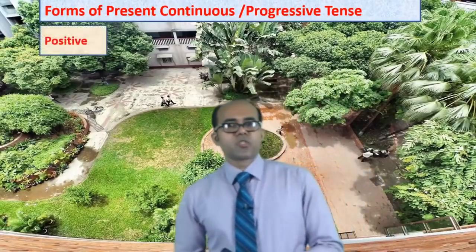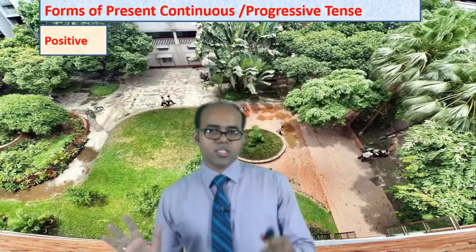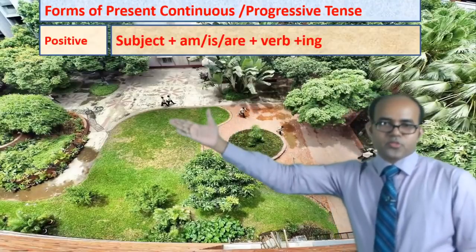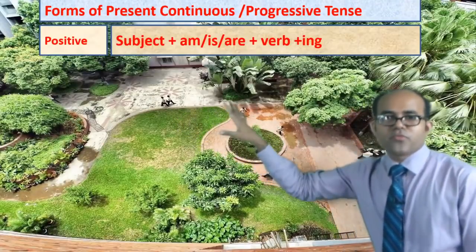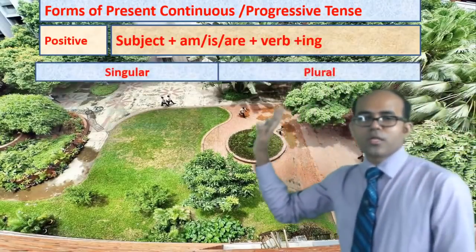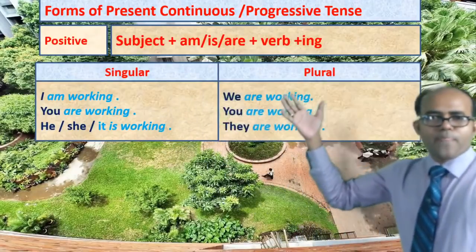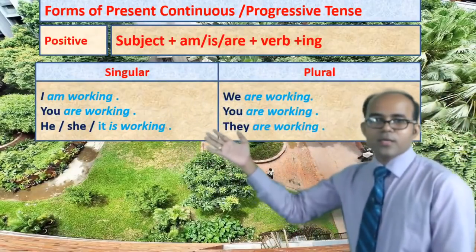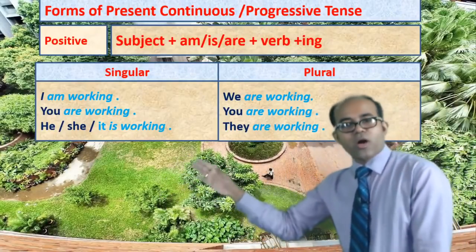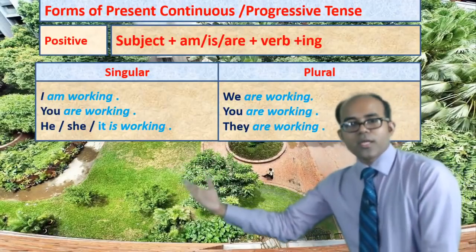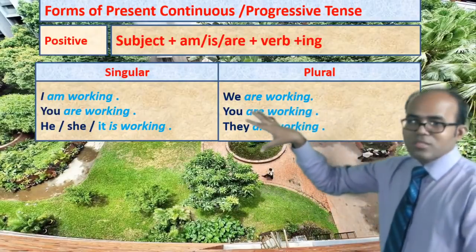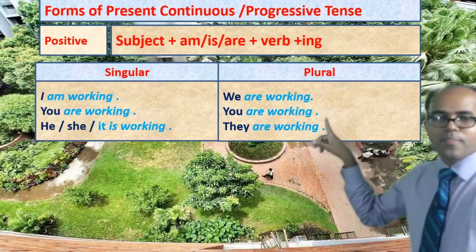Forms of present continuous tense. Dear learners, there are some structures: positive, negative, and question. Positive structure: subject, then be verb, am, is, are, then verb plus ing. It's a very simple structure, you know already. See, I am working, we are working, you are working. He, she, it, or any name: remember the person. He is working, she is working, it is working, but they are working. So see how singular and plural work.